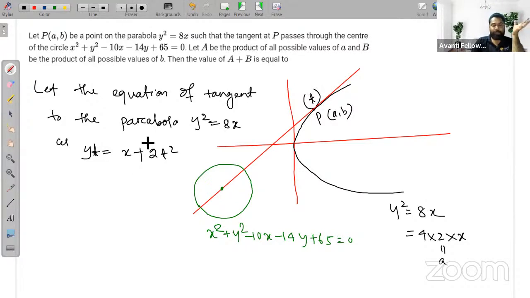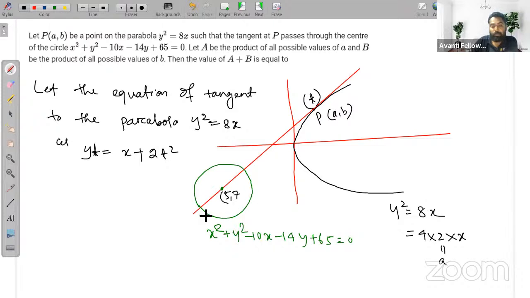So now this is my equation of tangent to the parabola y square is equal to 8x, and we know already it is given in the question that this tangent is passing through the center of this given circle. So what is the center of this circle? That is 5, 7.